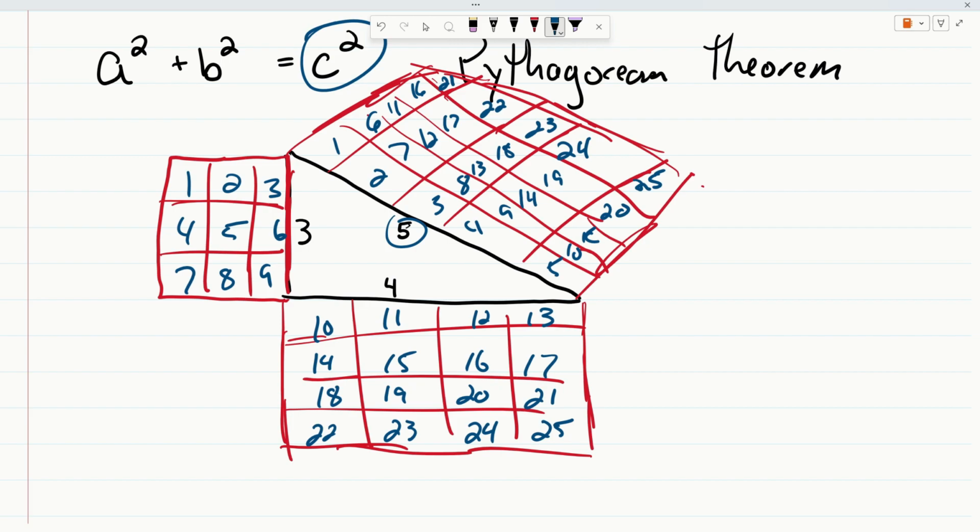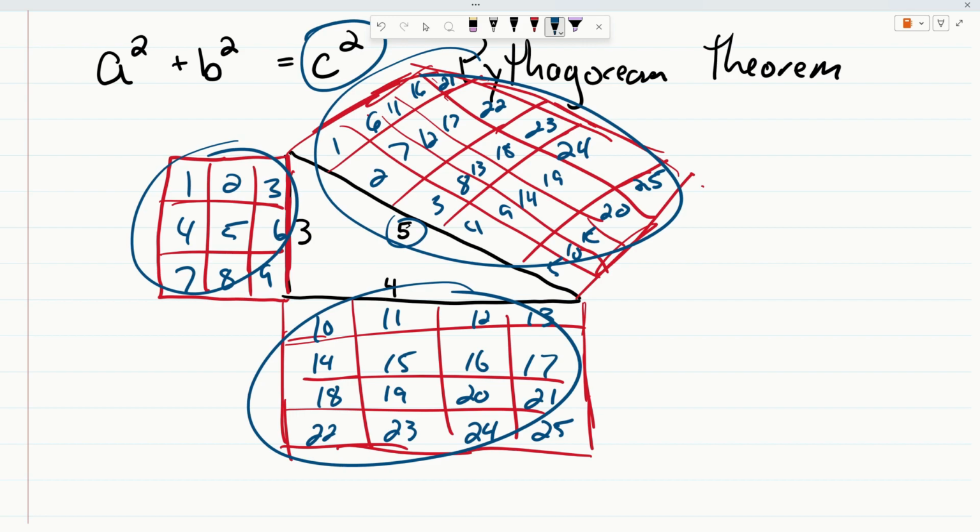And I use deductive reasoning for this. I said, well, this is a 3 by 3. This is a 4 by 4. So this has to be a 5 by 5, because the two sides have to total or add up to equal the other one. So, like I said, this is the one I think students are most familiar with, without even really recognizing that you see this, all right?